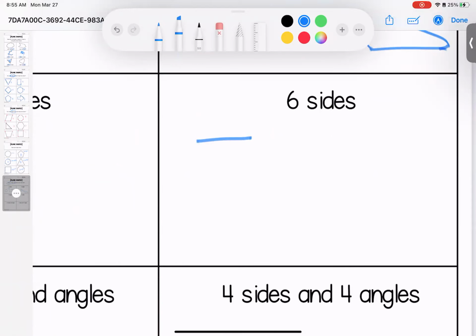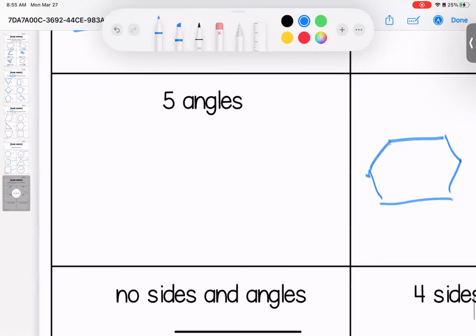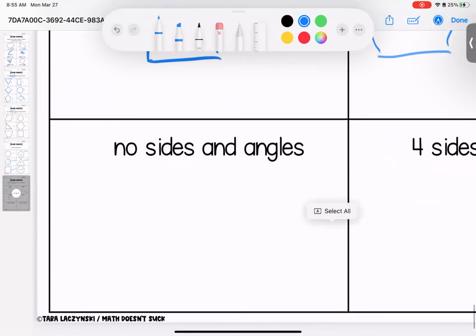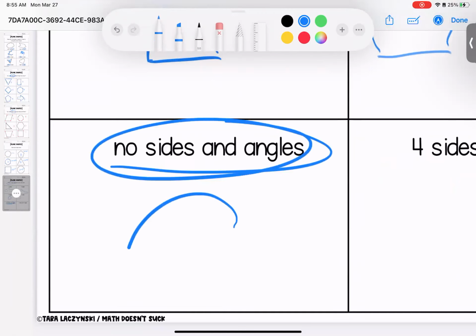Over here, we have six sides. One, two, three, four, five, six. Six-sided shape. Any variation, as long as you can count six sides. Here we have five. One, two, three, four, five. A five-sided shape. No sides, no angles. This is a bit of a trickster. This is a circle. No sides, right? No angles. It's a circle.